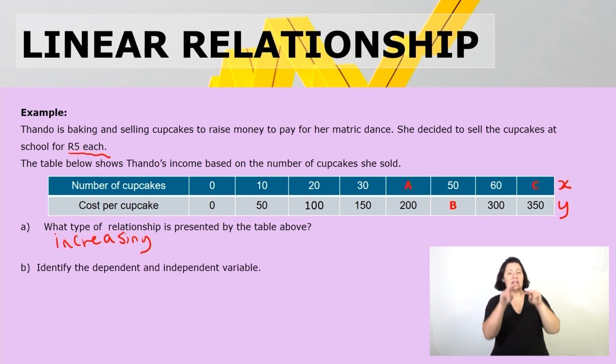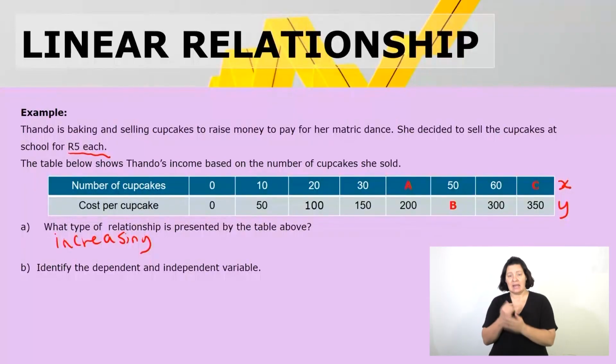Identify the dependent and independent variables. These are our famous questions on this table question. Again, remember we said dependent variables are always our y-axis values. So the dependent variable will be cost per cupcake. Then the independent variable will be number of cupcakes. I hope you still remember that one, guys.